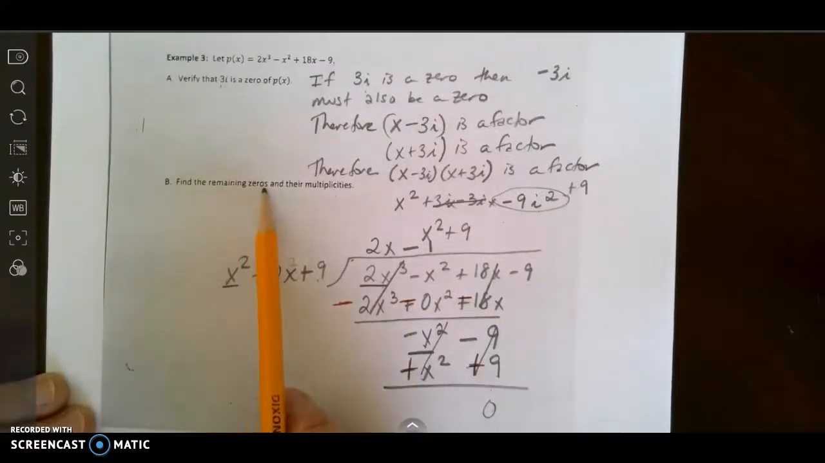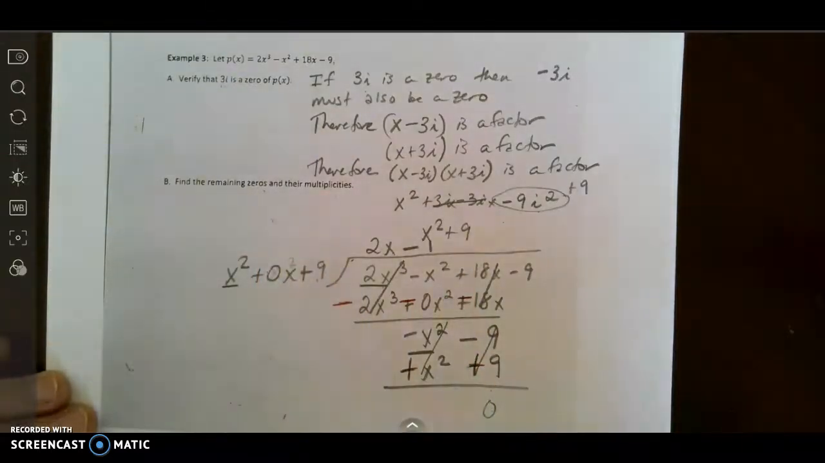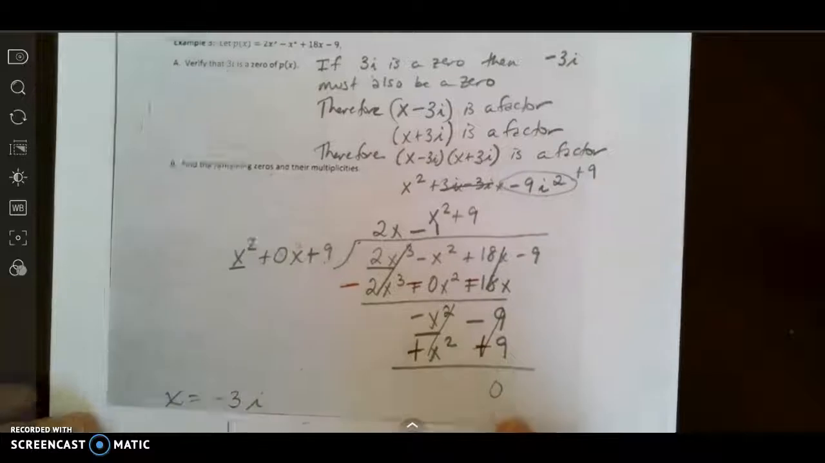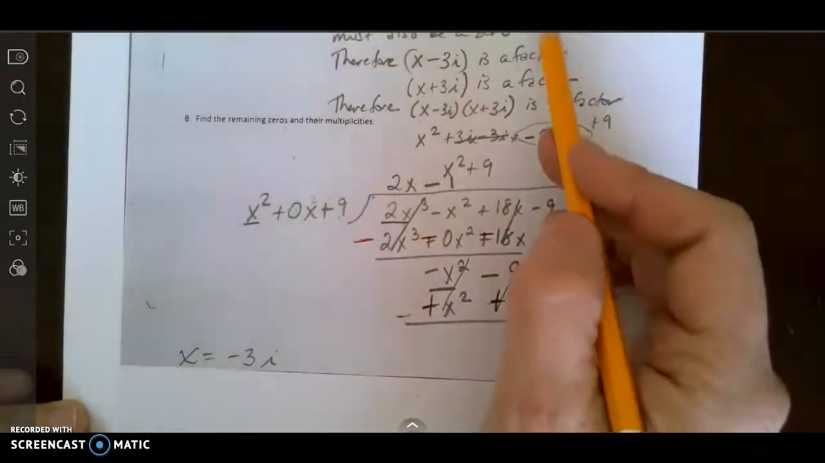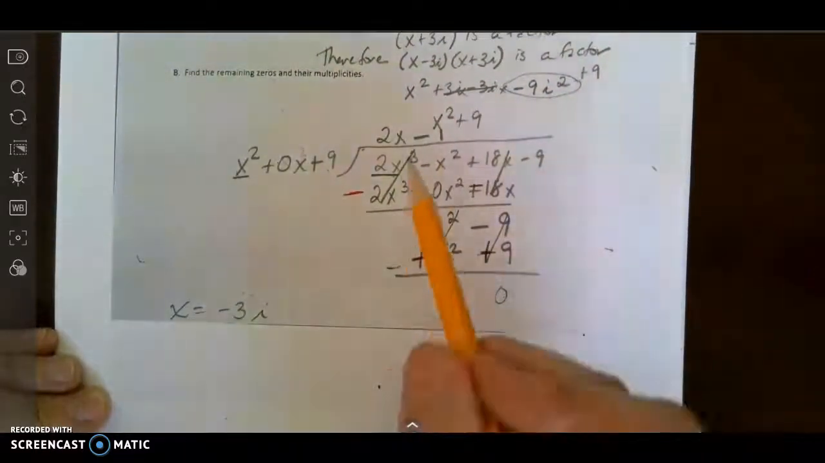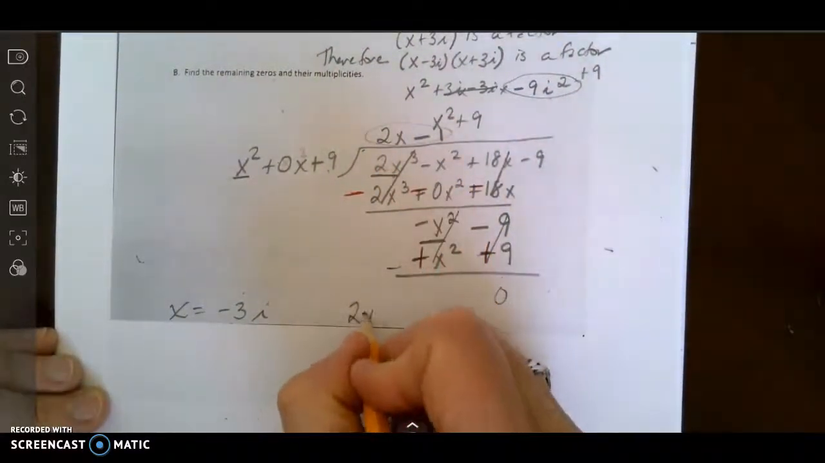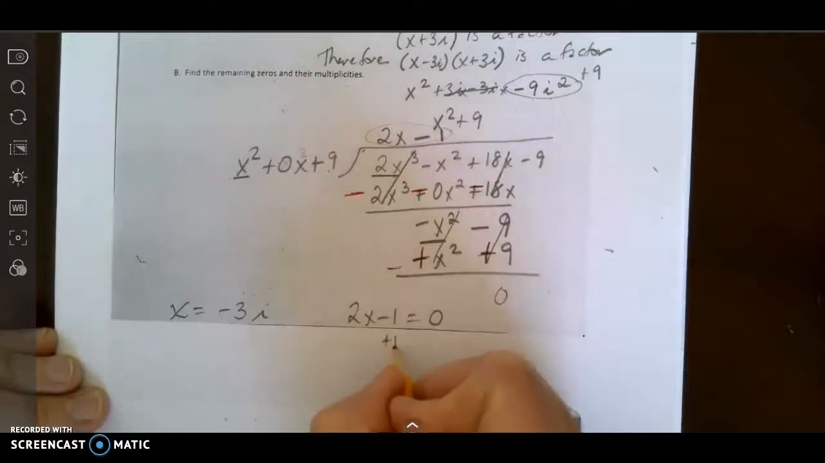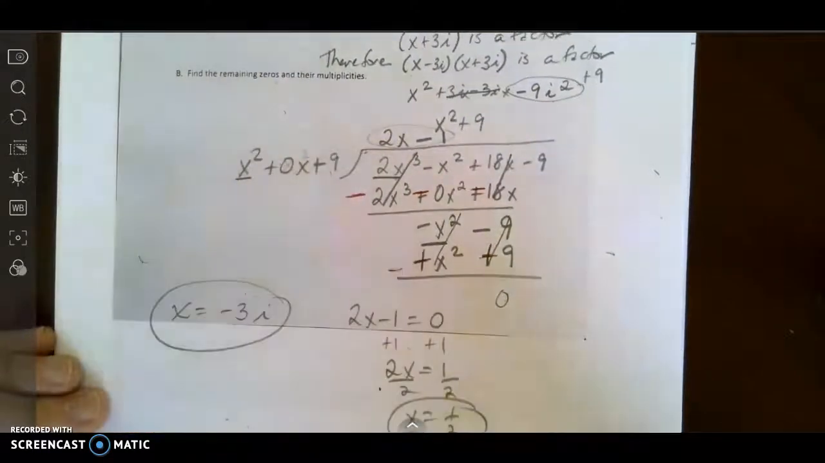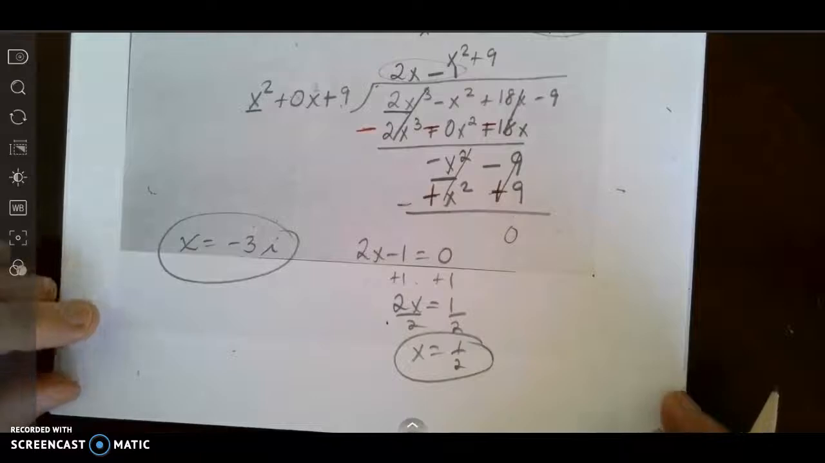The next question says find the remaining zeros. Well, I've almost already done that. I know that my other 0 is negative 3i. I had already said that negative 3i must also be a 0. And because of this factor, 2x minus 1 equaling 0, add 1, divide by 2, x equals 1/2. X equals negative 3i, and it says find their multiplicities.